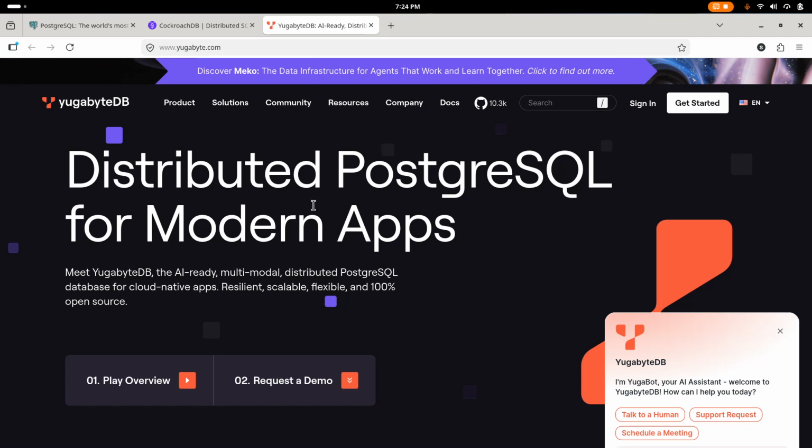So there are many benefits of Yugabyte. One of them is license. The core database is licensed under Apache, so you can use the core for free. Yugabyte Anywhere is licensed under commercial license, so that you have to pay. But the core database you can use.